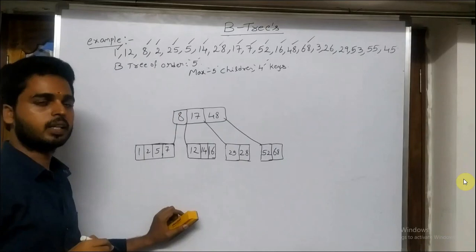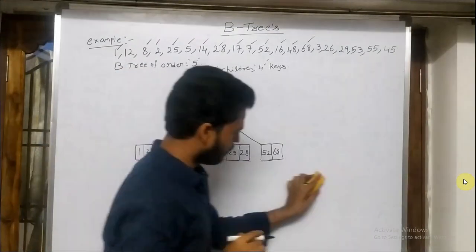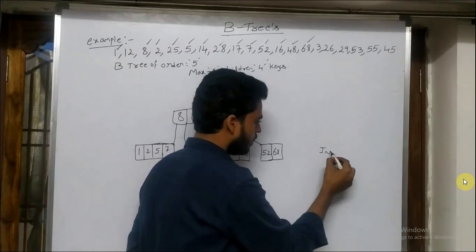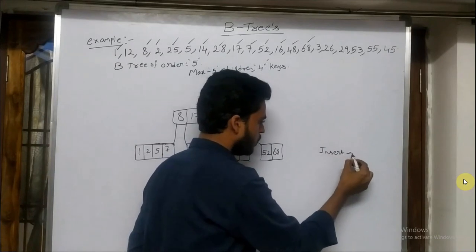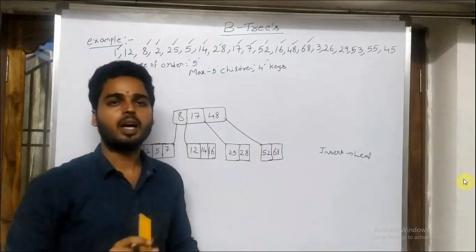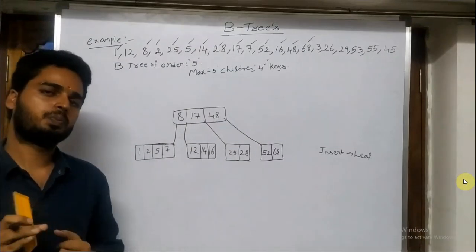I will insert 48 here. Okay. See here one important point. Where am I going to insert? I am going to insert at the leaf node. In a B tree, I am always inserting the data at the leaf node.